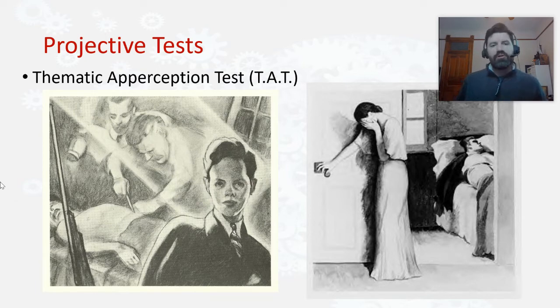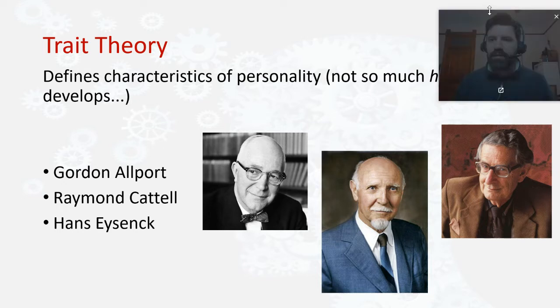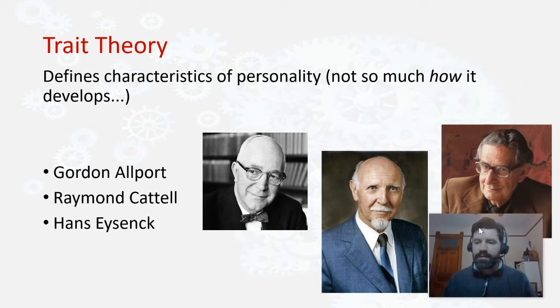Now, we need to kind of change gears from this psychoanalytic theory of personality into what we call trait theory. Trait theory really started in the 1930s with this guy named Gordon Allport. And again, this is kind of what I mentioned earlier. Trait theory helps define the characteristics of personality, but not necessarily how it develops or why you're experiencing something.